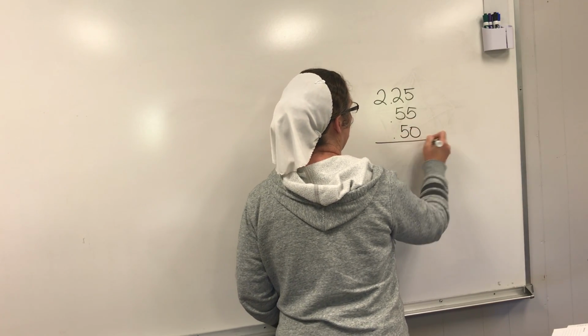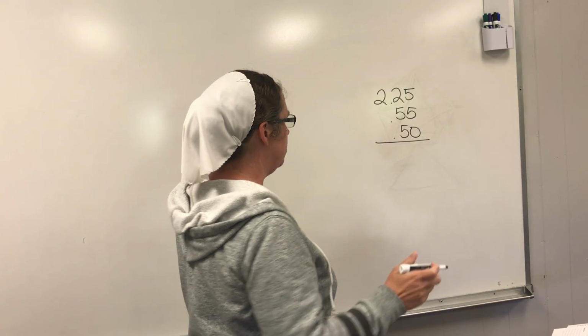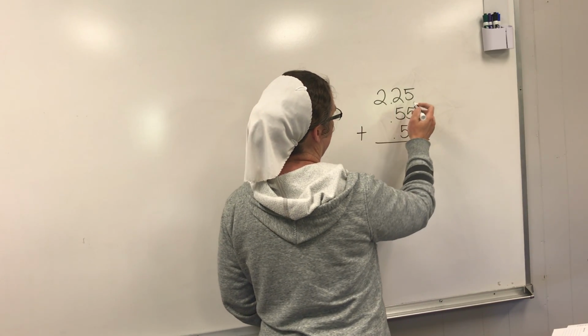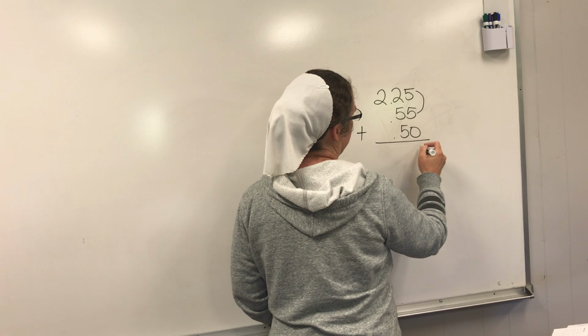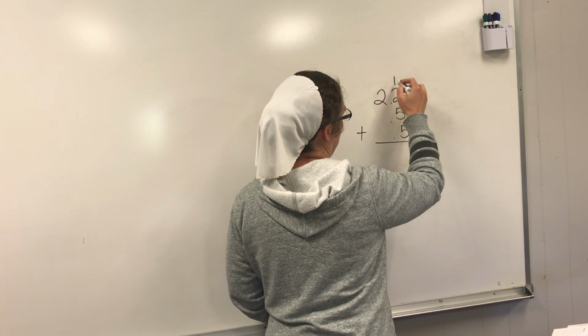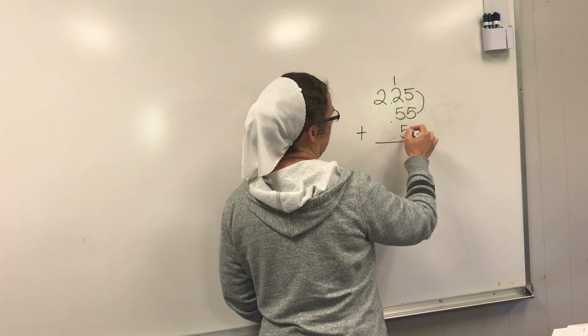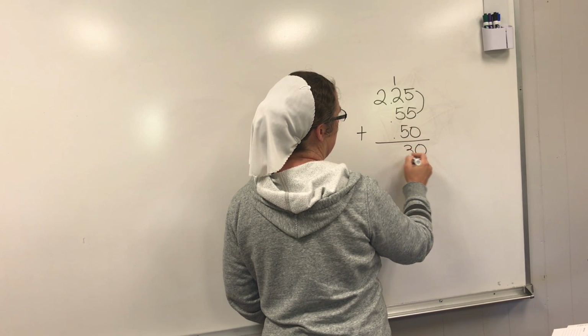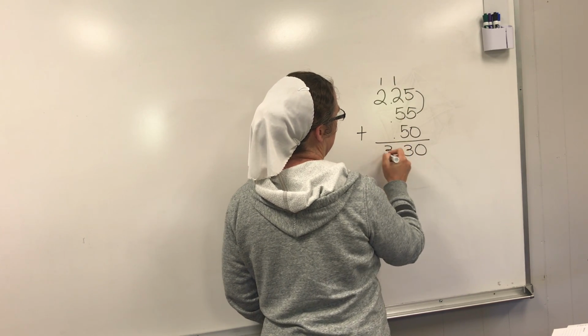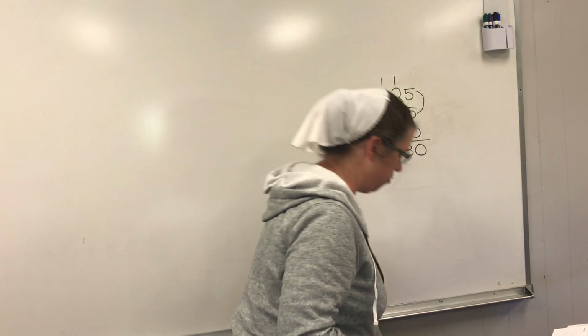All right, what was the cost of her meal without tax? So you would add all these things together. 5 plus 5 is 10. 1 plus 2 is 3. Plus 5 is 8. Plus 5 is 13. The cost of her meal would be $3.30.